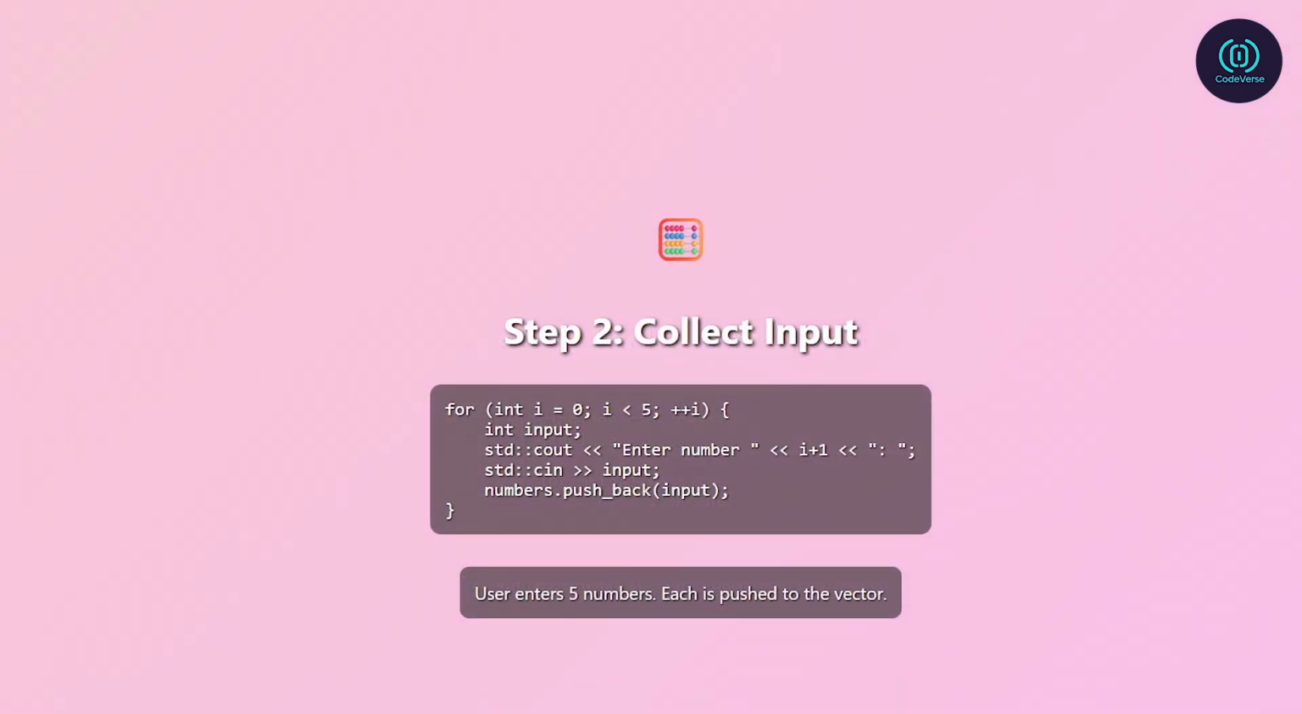Next, we'll use a loop to let the user enter values. For example, we can ask for 5 numbers: for (int i = 0; i < 5; ++i). Int input, std::cout "Enter number ", i + 1, colon, std::cin input, numbers.push_back(input). This loop collects the values and adds them to the vector using push_back.